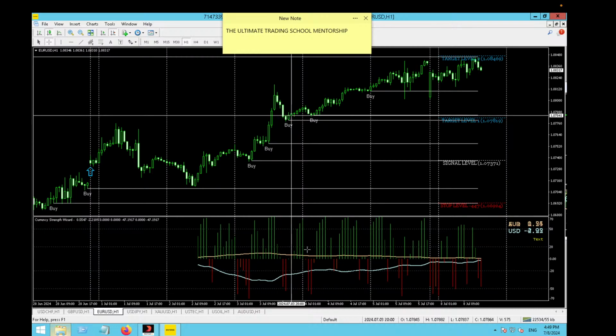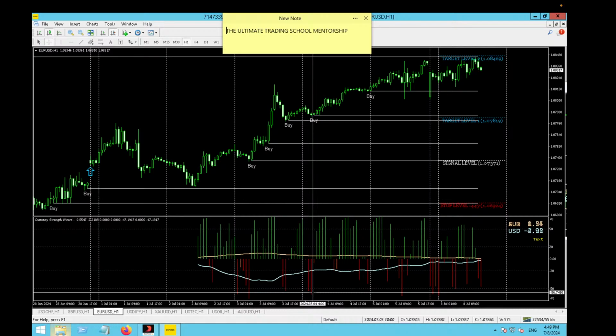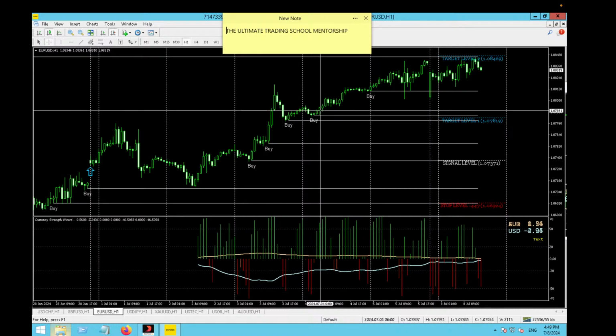Every time price hit the 50 liquidity level and I had a signal from my smart level entry indicator, I had to take a trade.